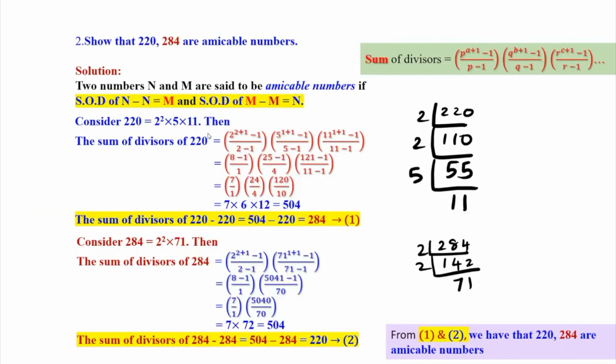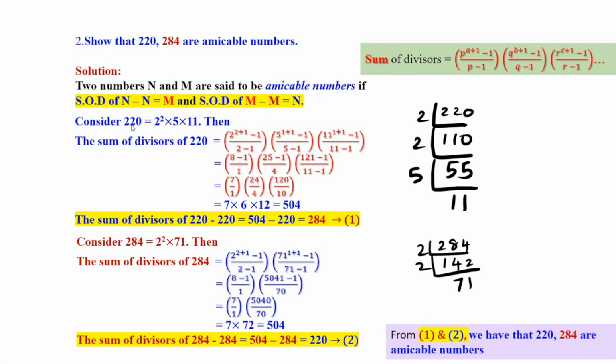Next we have the definition of amicable numbers. Two numbers n and m are said to be amicable numbers if the sum of divisors of n minus n is m, and in the same way, if we subtract m from the sum of divisors of m, we get n. These two conditions together should hold good. Only then can we call n and m amicable numbers or friendly numbers.